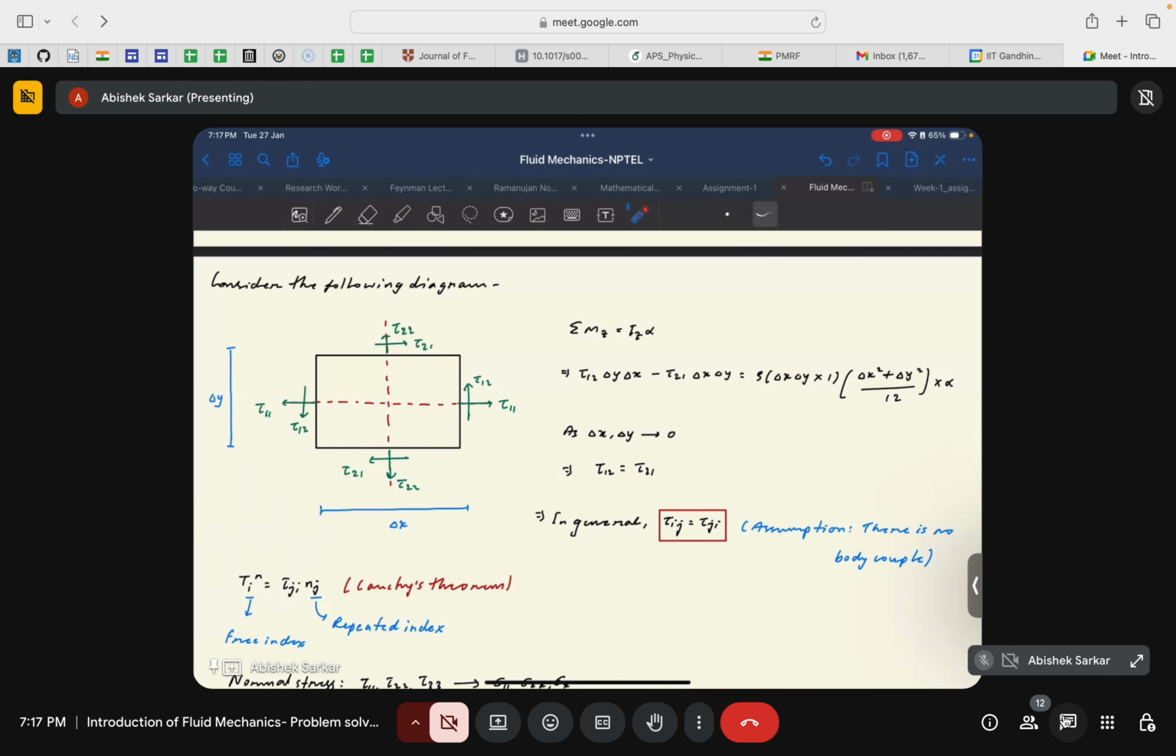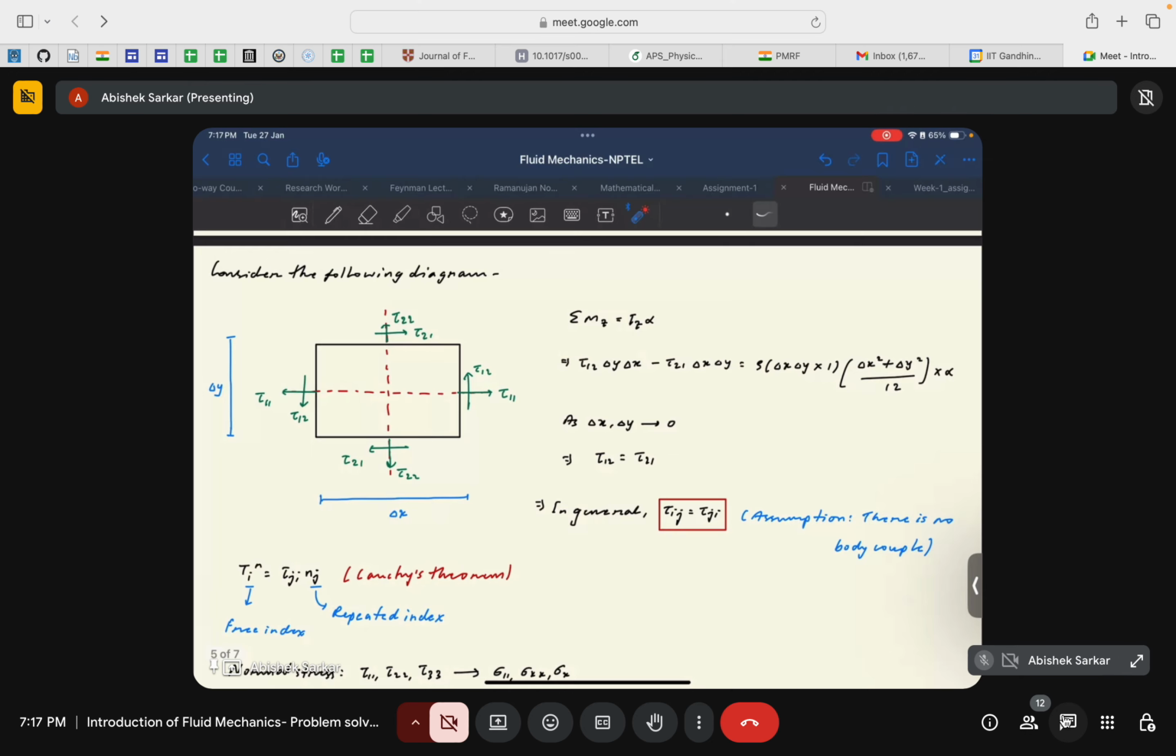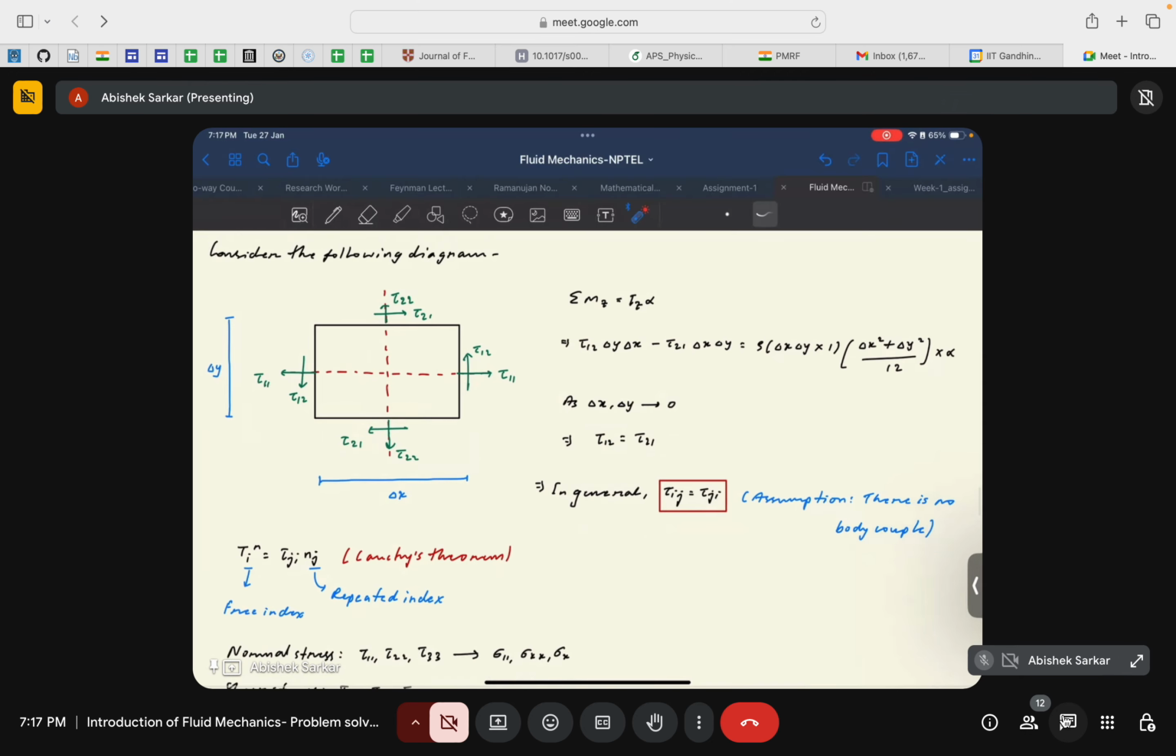So basically, this example is used to find the symmetricity between the stress components, like whether tau 1 2 is equal to tau 2 1 or not, whether these are symmetric or not. This example was chosen by Professor Chakraborty to find the symmetric nature of the stress tensor. So for this 2D component, let us try to find the net moment that acts on the particular fluid element.